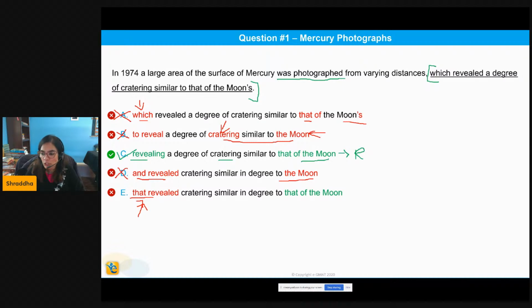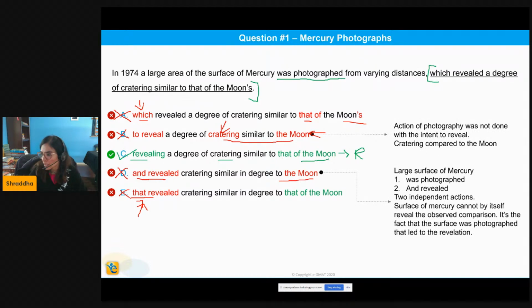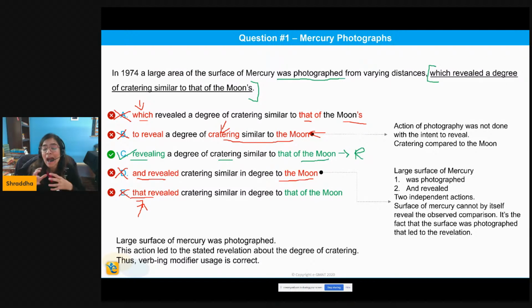So it was easy to reject choice E, because we know that we neither can use which nor can we use that, because then it'll end up modifying the preceding noun. So the correct answer choice is indeed the one which is presenting the result of the preceding clause. Okay. So do you guys have any questions here?